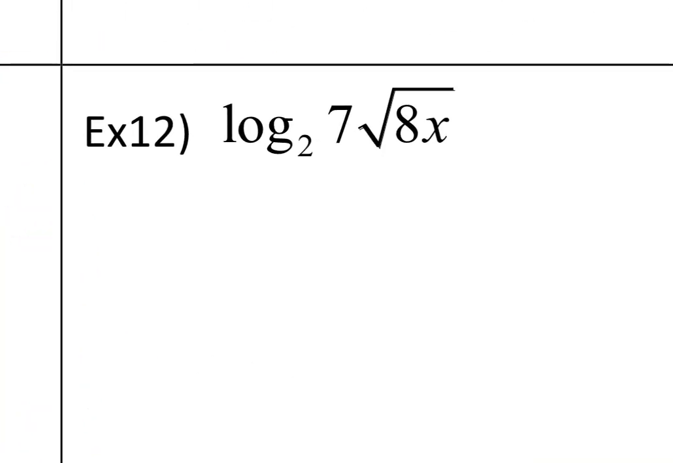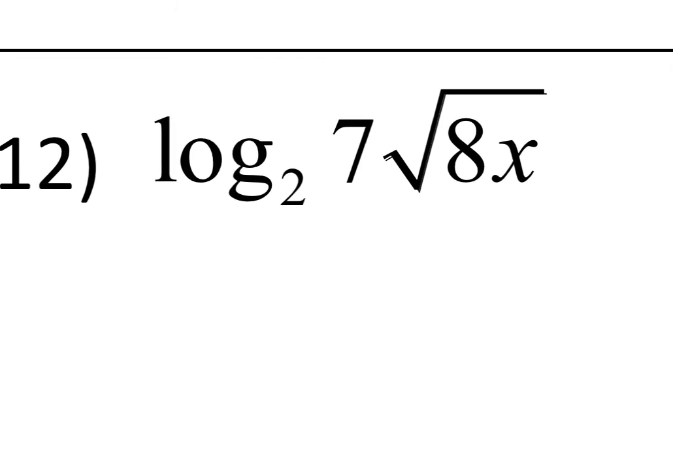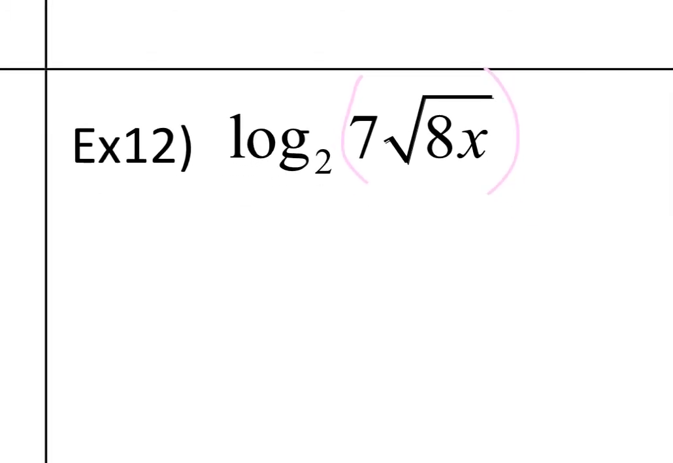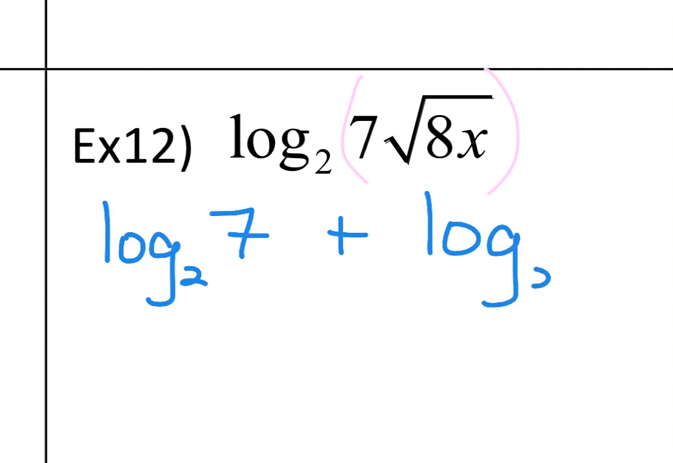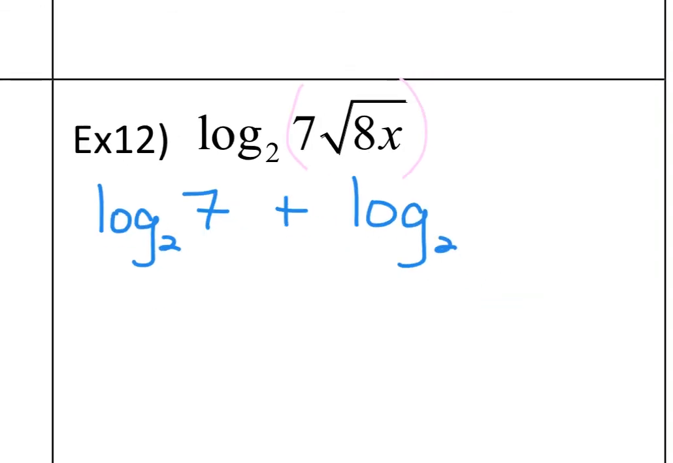Now in number 12, I have the logarithm of a multiplication problem. So here, I can start this problem by saying log base 2 of 7 plus log base 2 of, and it's the radical that's going to be slightly problematic. The log base 2 of 7 you're not going to be able to do anything with. So in your final answer, I think I've got 5 different steps written out on my answer key draft.